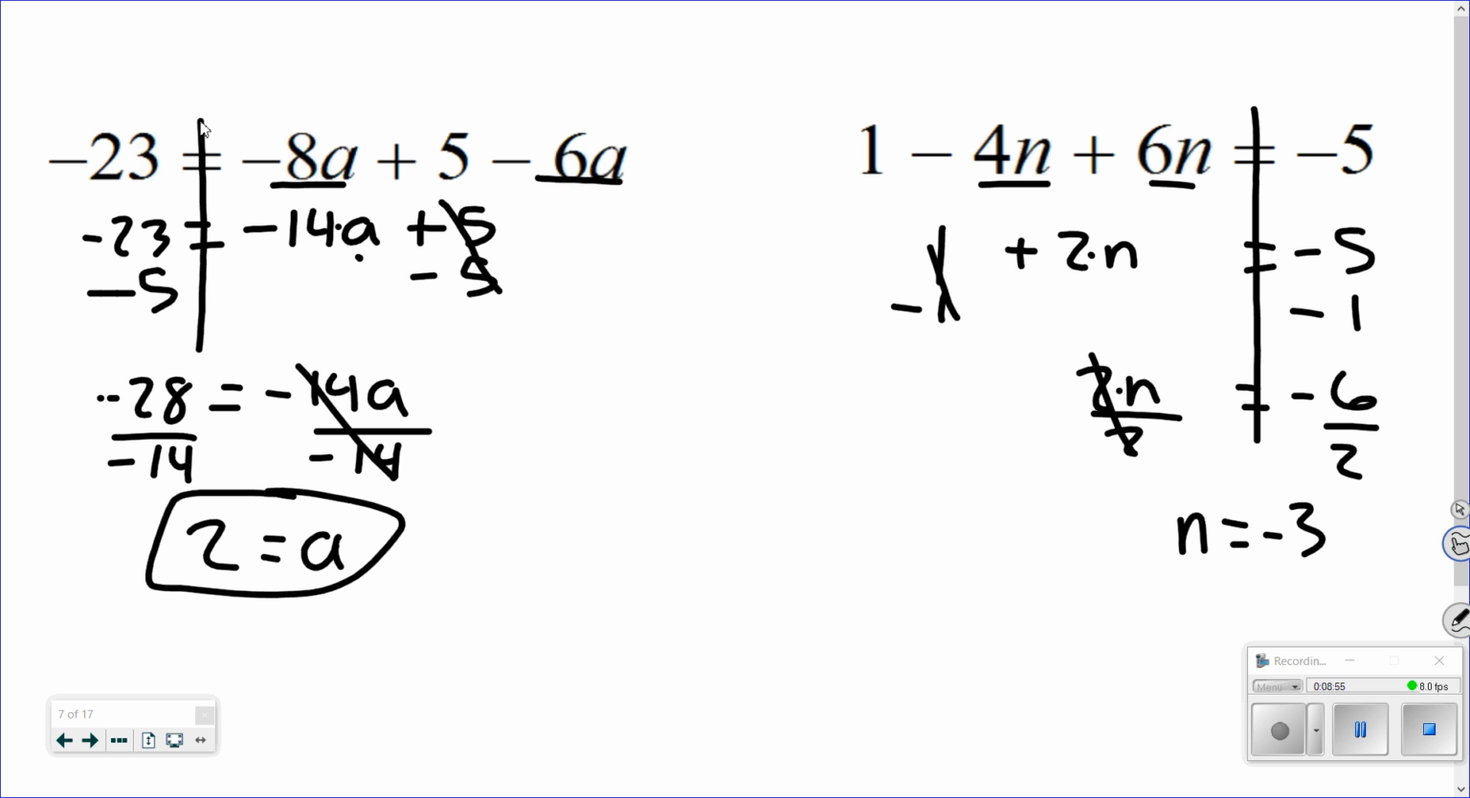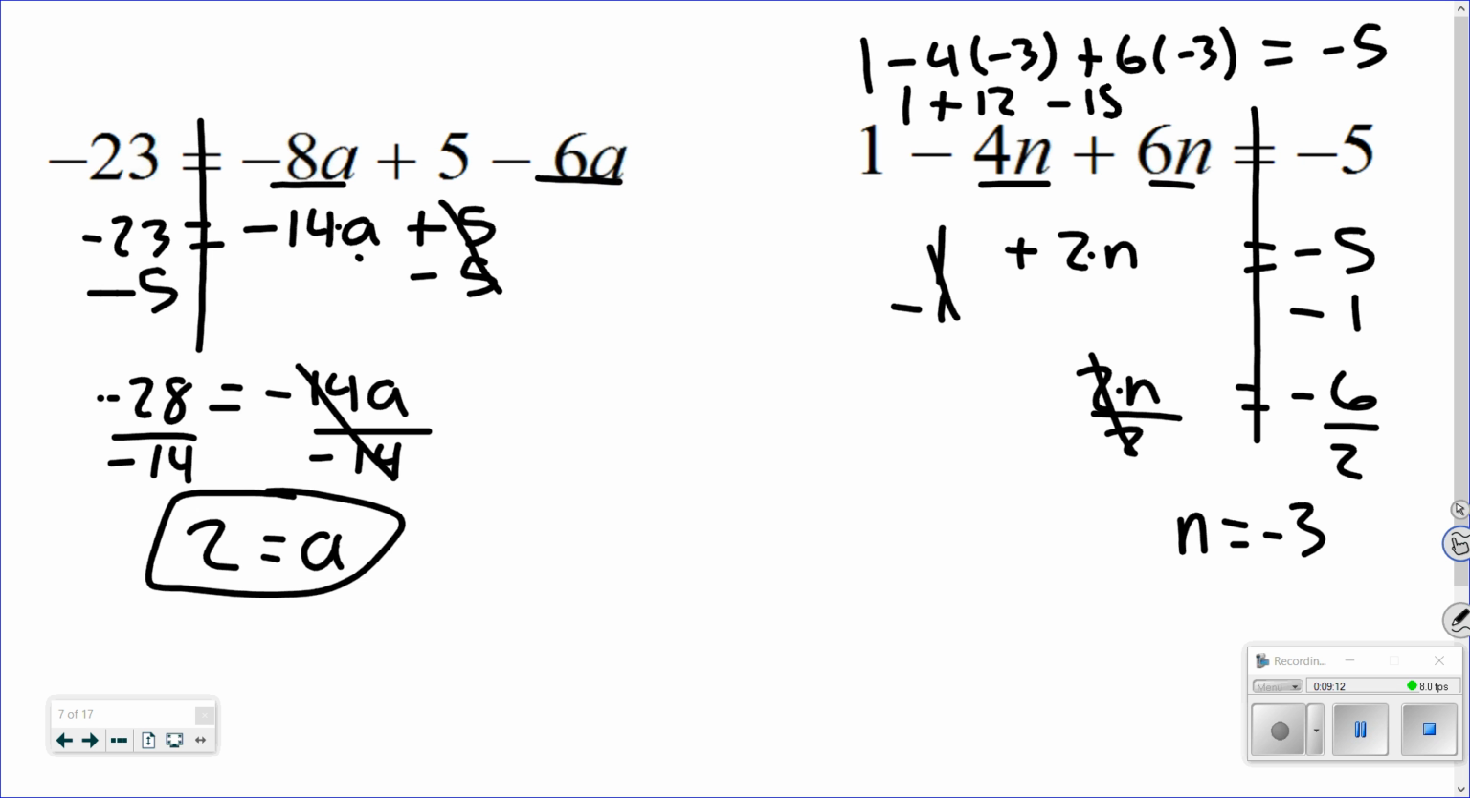This one's a little tricky to plug in, but I go 1 minus 4 times negative 3 plus 6 times negative 3, and that's supposed to come out to be negative 5. You could plug that whole left side in your calculator just to check, but those two negatives would make it a plus. So we get 1 plus 12 is 13. 13 minus 18 is negative 5, so it checks off. So we got our solution there.